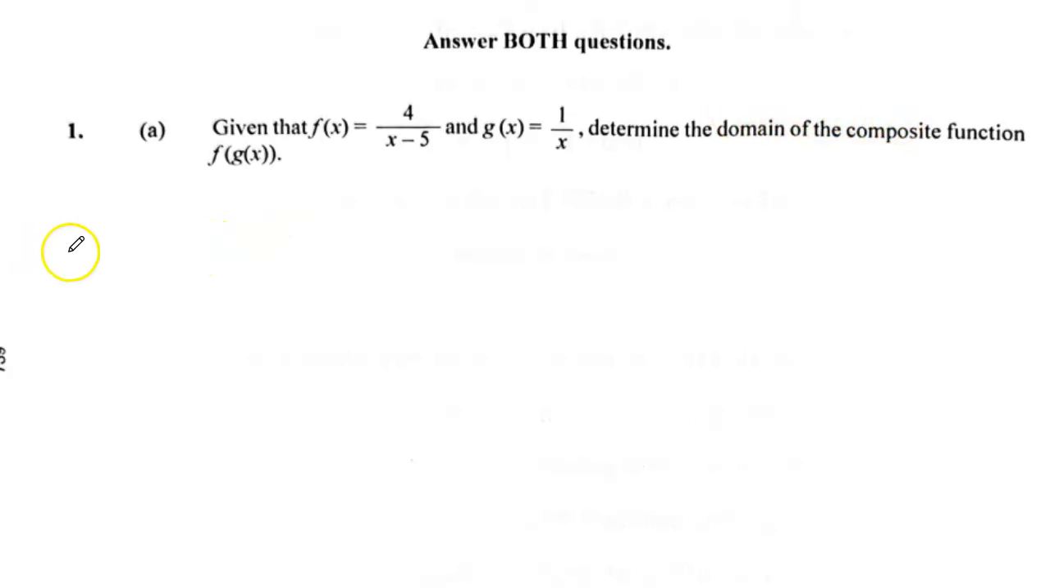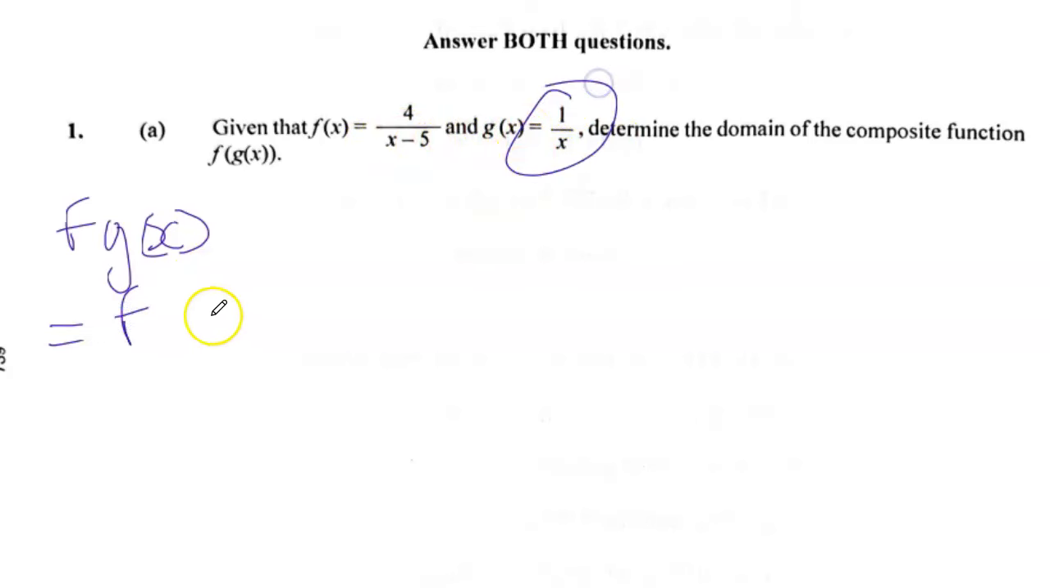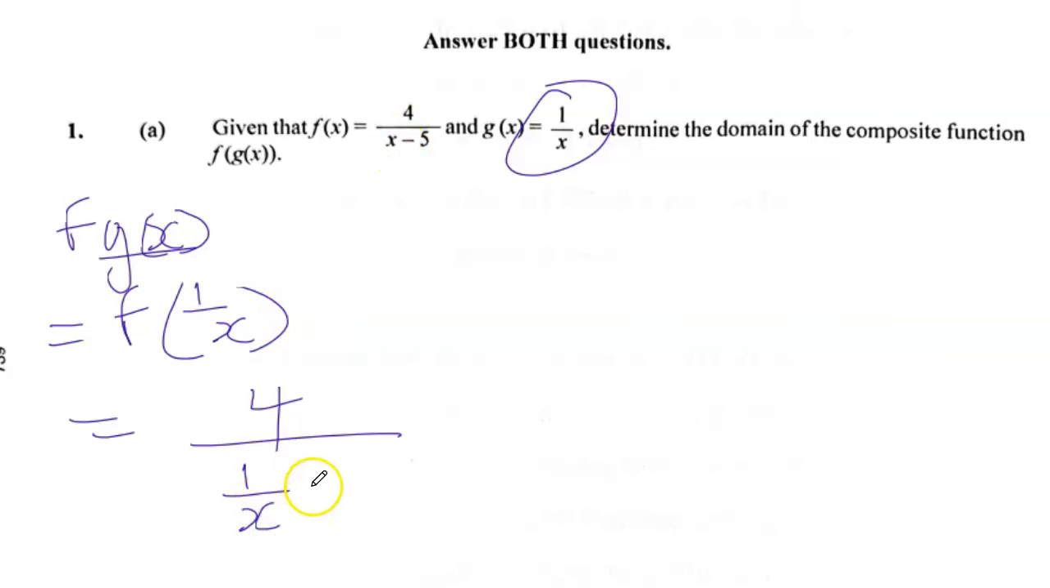So first, we need to find f g of x. So f g of x is equal to f of g of x, and g of x, of course, is 1 over x, so replace g of x with 1 over x. So now we're finding f of 1 over x. So we go to the function f and replace the x with whatever is in the bracket. So we end up with 4 over, replace x with 1 over x, minus 5. So that's f g of x.